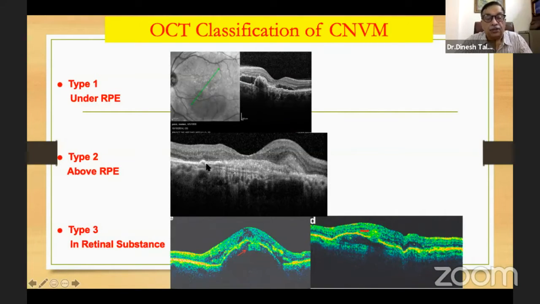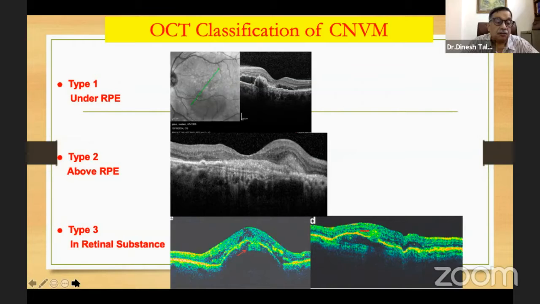In the type 2 lesions, you have the lesion above the retina, above the RPE. So this is a classic lesion, also now called type 2 CNVMs. Then comes type 3 CNVMs. What is happening here? You see in the retinal substance, there is a lesion which is growing into the space under the RPE and then causing an RPE detachment. So this is a type 3 CNVM, a very small retinal angiomatous proliferation seen over here in this lesion, and it's just about breaking the RPE over here.